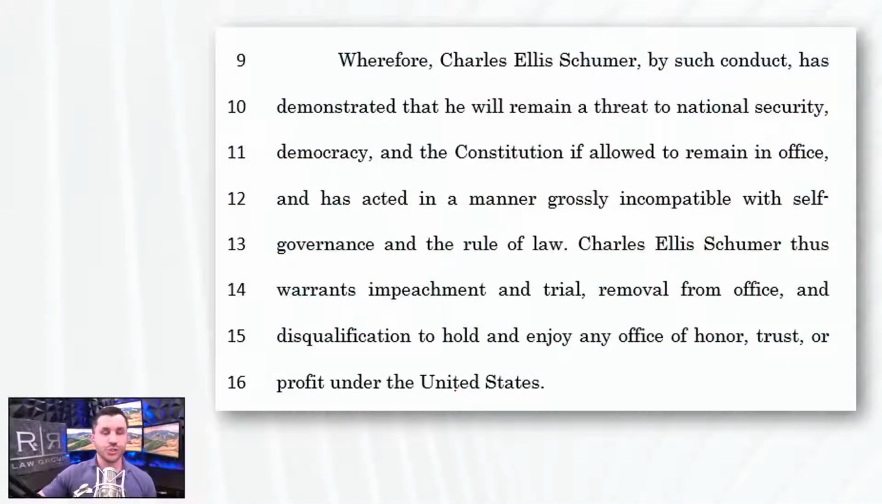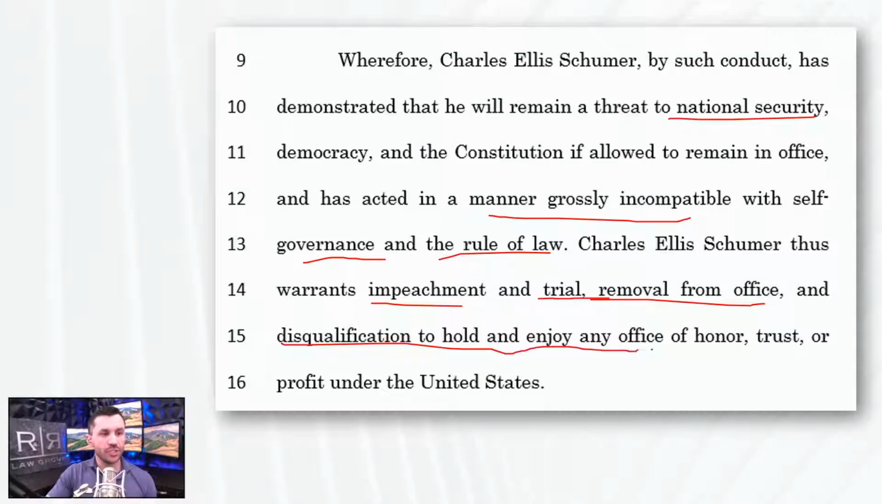Wherefore, Charles Schumer, by such conduct, has demonstrated he will remain a threat to national security, democracy, and the Constitution if allowed to remain in office. He's acted in a manner grossly incompatible with self-governance and the rule of law. Charles L. Schumer thus warrants impeachment and trial, removal from office, and disqualification to hold and enjoy any office of honor, trust, or profit under the United States.